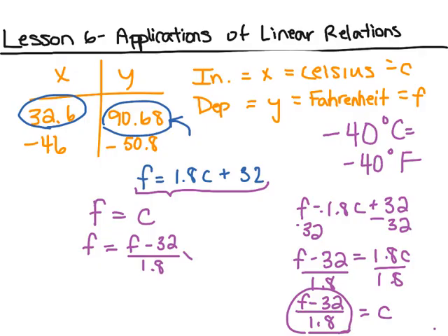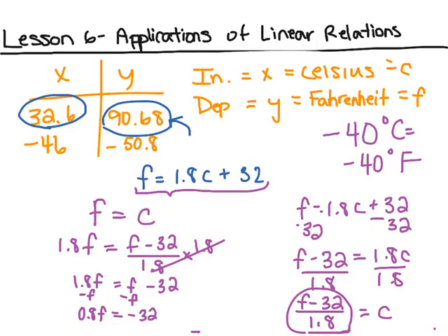So we're going to multiply both sides by 1.8. So we have 1.8f is equal to f minus 32. We're going to minus f from both sides. So 1.8f minus 1f is 0.8f. And now we're going to divide by 0.8. And we get f equals negative 40. So negative 40 is when they are both equal.